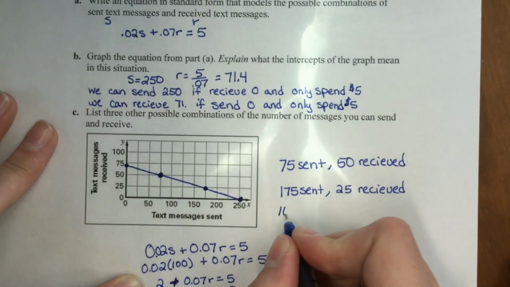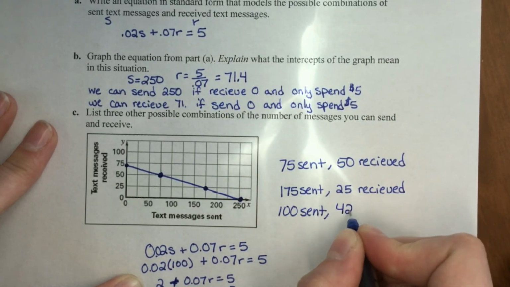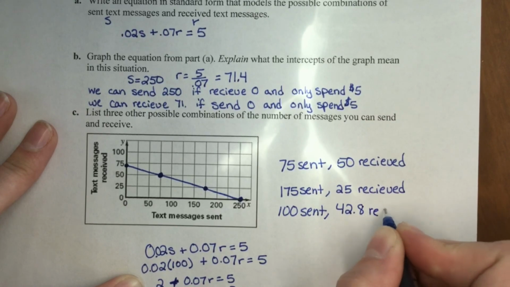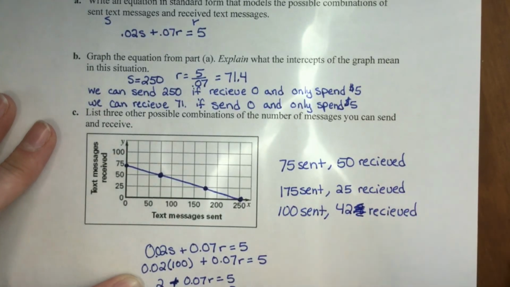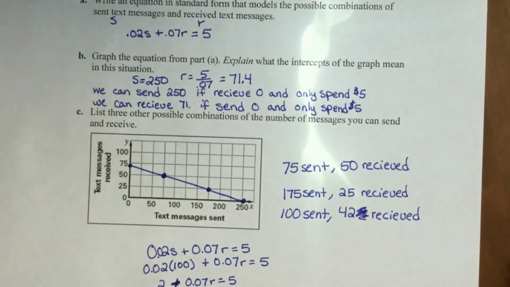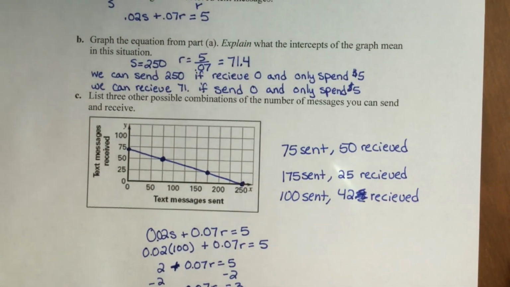So 100 sent, 42.8 received. So I would remove that 0.8 because if you round that up, you will go over $5. Okay, bring your questions to class tomorrow.